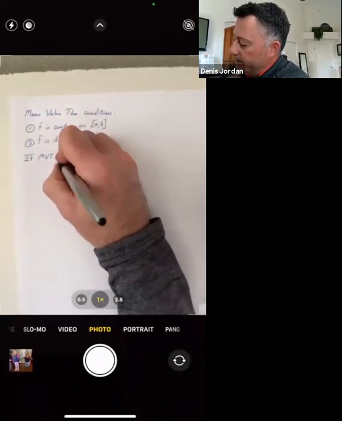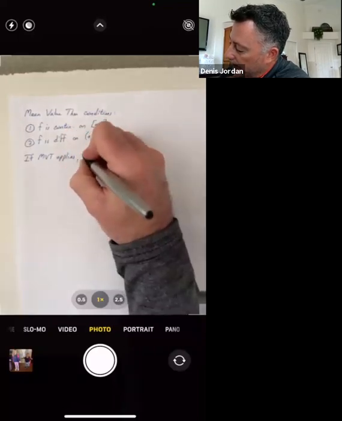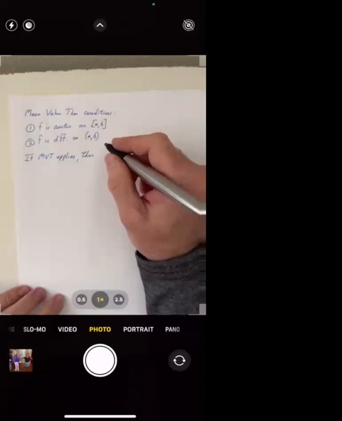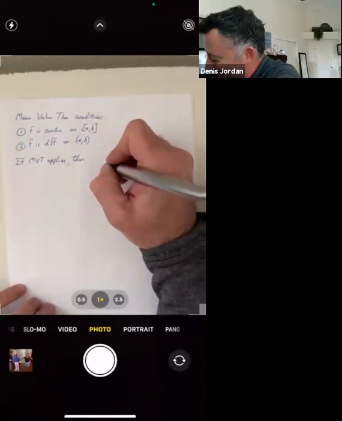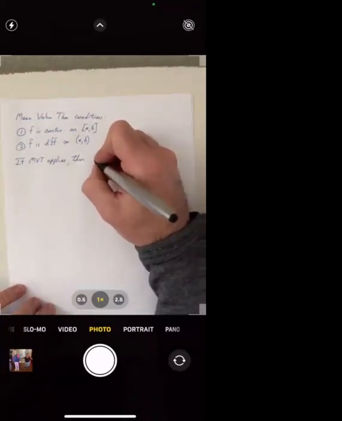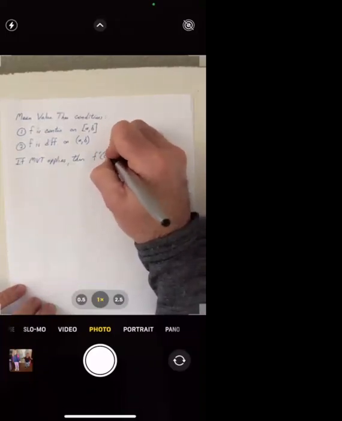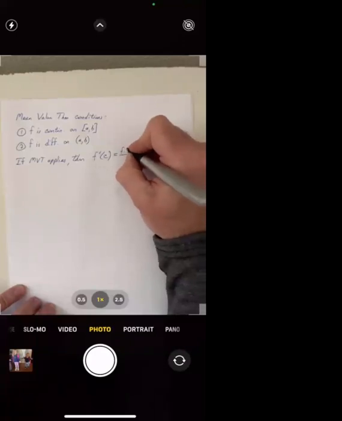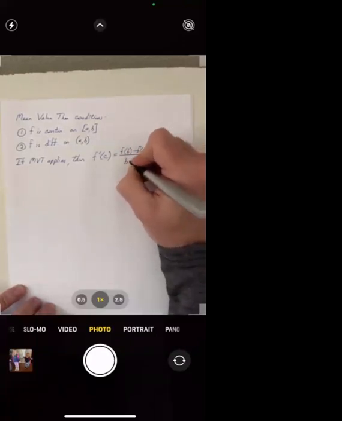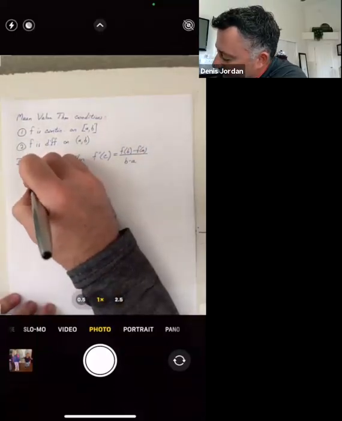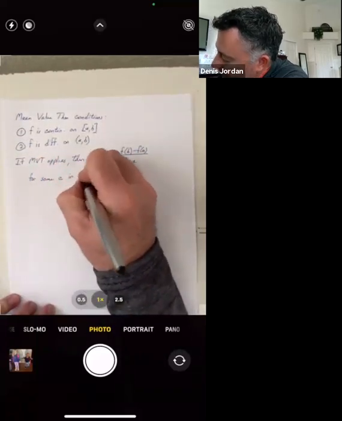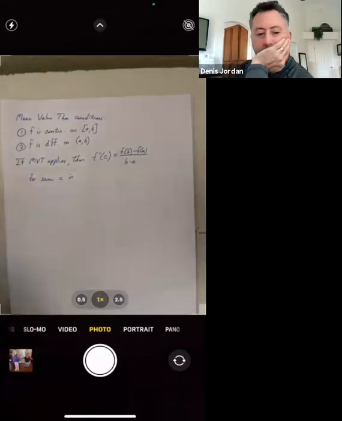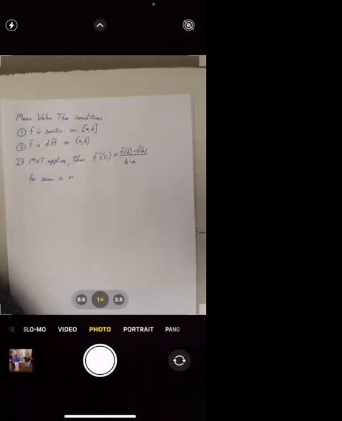If the mean value theorem applies, then what do you get to do? Well, you get to do some math. You get to set up that equation. So the equation is f prime of c, and c will be a number in between a and b, right? f prime of c equals f of b minus f of a over b minus a. Okay, so then for some c in, is it the open interval or the closed? The open interval.